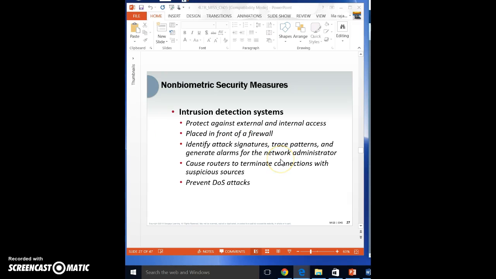A lot of third-party tools are available for intrusion detection. Some of the vendors are Cisco Systems, IBM Internet Security Systems, Juniper Networks, and Checkpoint Software Technologies.